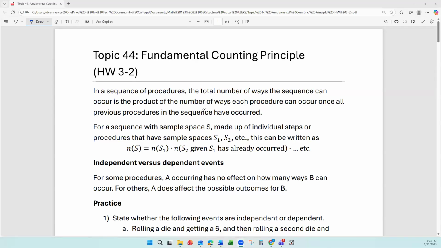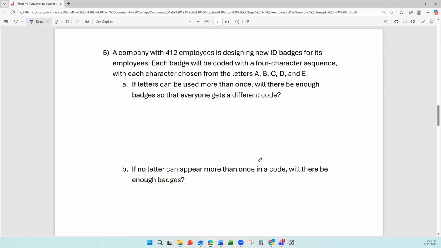This video is over topic 44, numbers 5 through 7. So looking at the counting principle with letters and digits. And now we're introducing the can repeat or can't repeat. So can be used more than once, or no letter can appear more than once.